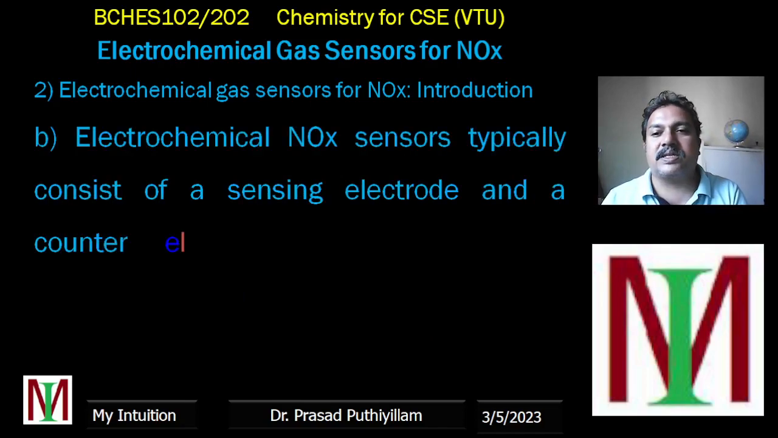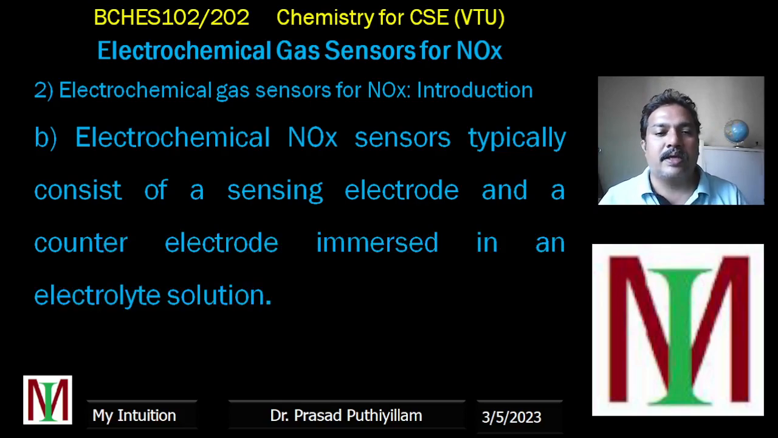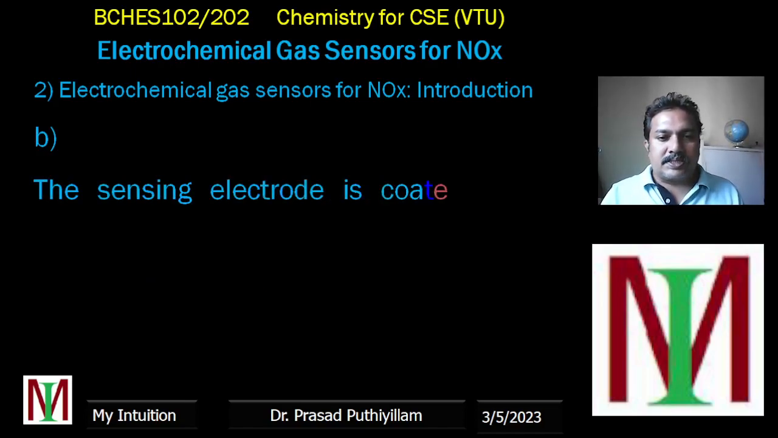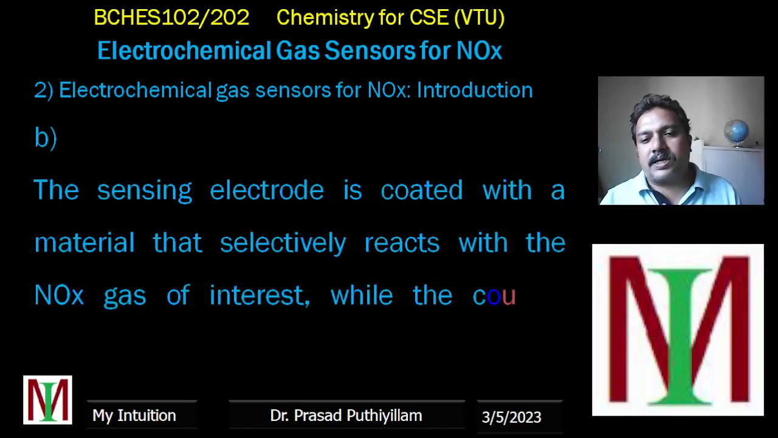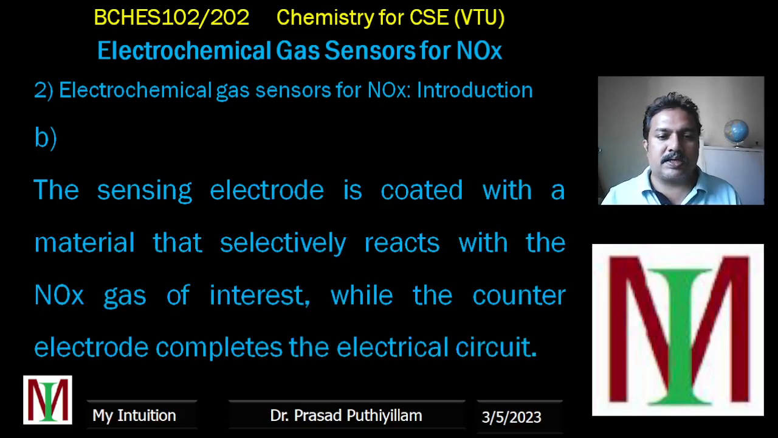An electrochemical oxides of nitrogen sensor typically consists of a sensing electrode and a counter electrode immersed in an electrolyte solution. That means it has an electrode, a rod, then some electrolyte, and another rod to detect. Therefore, it will sense electrolyte changes. The counter electrode, the reference electrode, is connected to the circuit and will give the read signal. The sensing electrode is coated with a material that selectively reacts with the oxides of nitrogen gas of interest, while the counter electrode completes the electrical circuit.